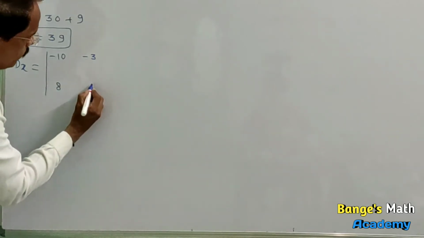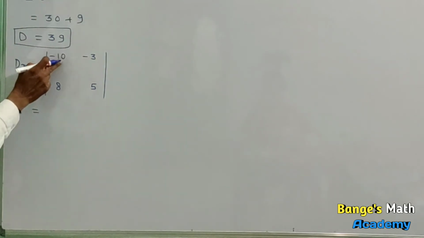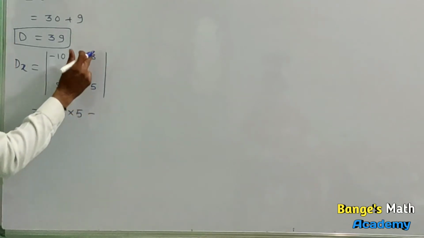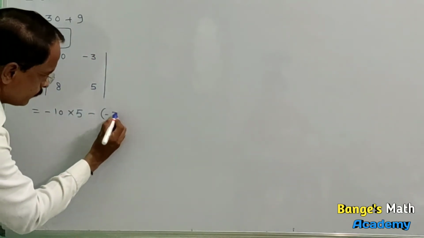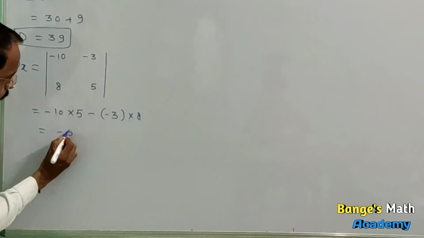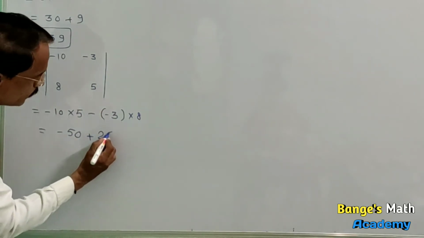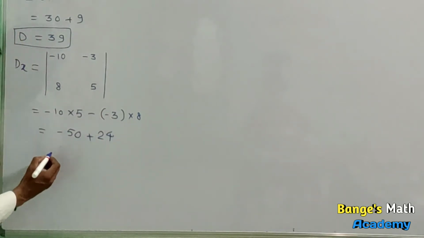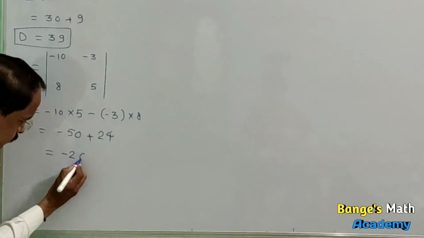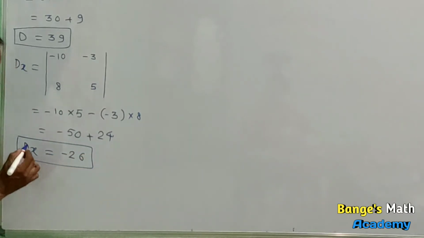Minus 3, 5. Simplify this. Minus 10 into 5, minus 3 into 8, is equal to minus 10 into 5, minus 50, minus into minus plus 3 into 8, 24. Minus 50 plus 24, minus 26. We get the value of dx.